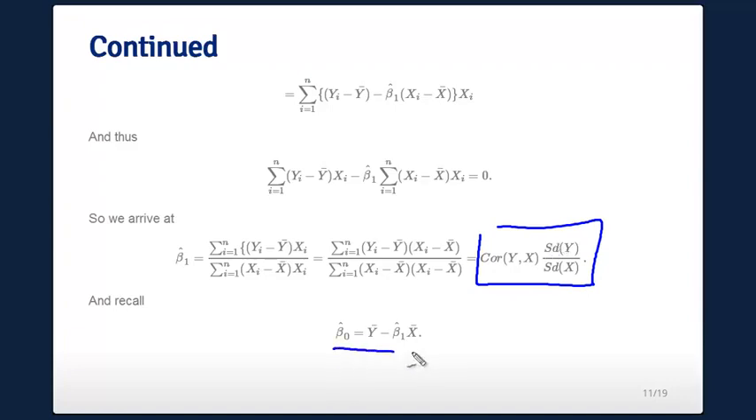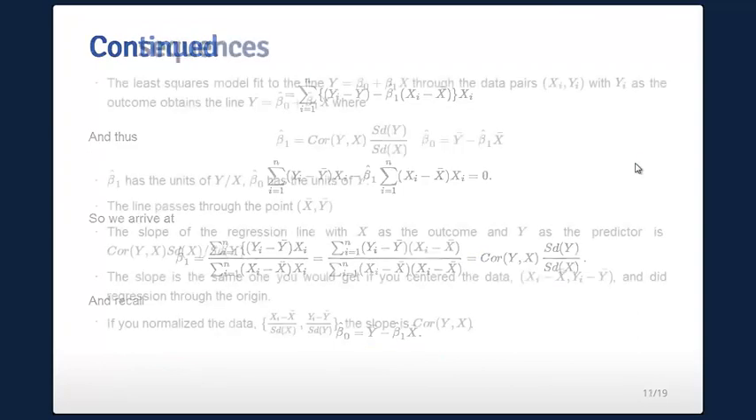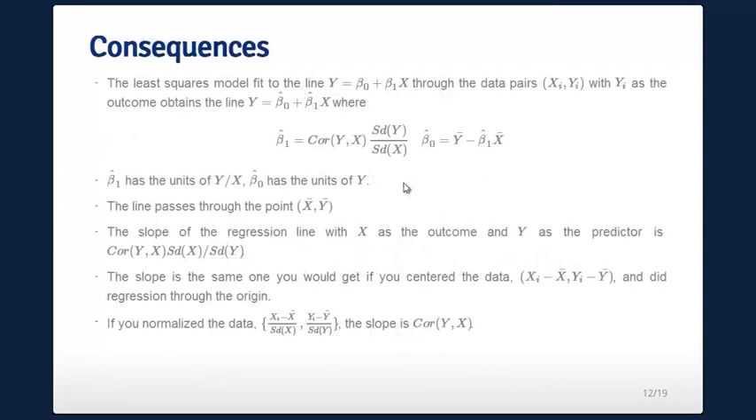And then, of course, recall that beta naught, the intercept, works out to be y bar minus beta 1 x bar. This, by the way, guarantees that our regression line always travels through the point x bar, y bar. Our regression line always travels through that point, which is interesting and kind of good in that we would expect the line to travel through the exact middle of the data.